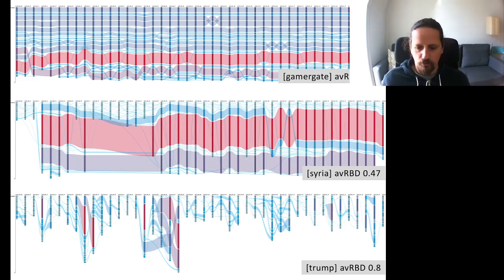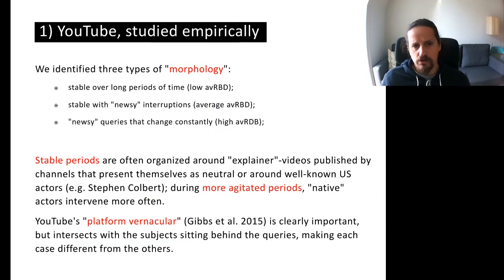And then the third one was the query Trump. So just before the US elections, and here change was constant, right? Over the 7 weeks, we found no video that stayed in the top 20 longer than 4 days, right? So stuff comes in very quickly, goes out again, right? So these are three examples for three morphologies: either stable over longer periods of time, stable with newsy interruptions, and then fully newsy queries that change constantly.